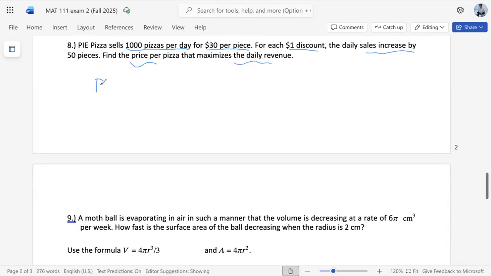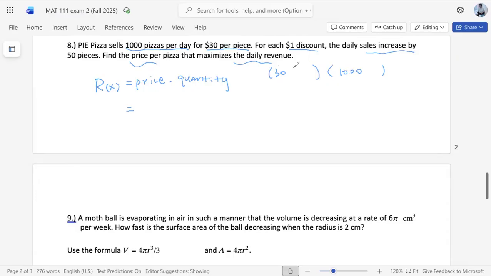Well, first let's form the revenue function. The revenue function is the price multiplied by quantity. So we need to find those two things. It sells 1,000 pizzas per day for $30 per piece, so the original quantity was 1,000 and the original price was $30. But now it's saying for each $1 discount, we don't know how many dollars of discount.